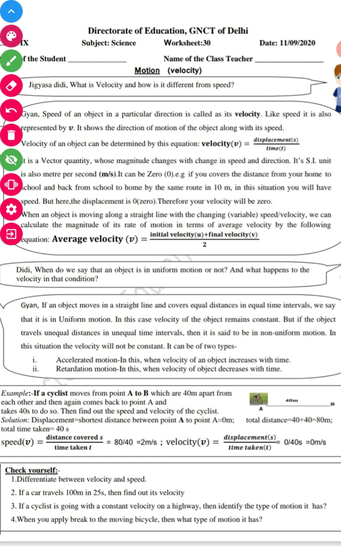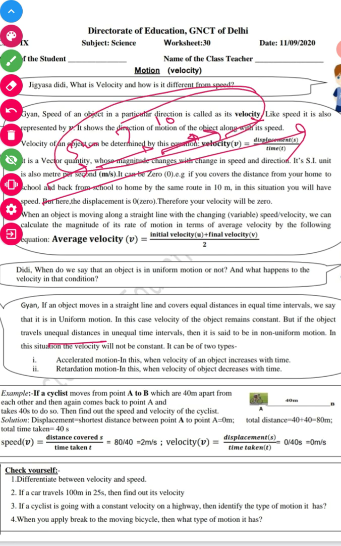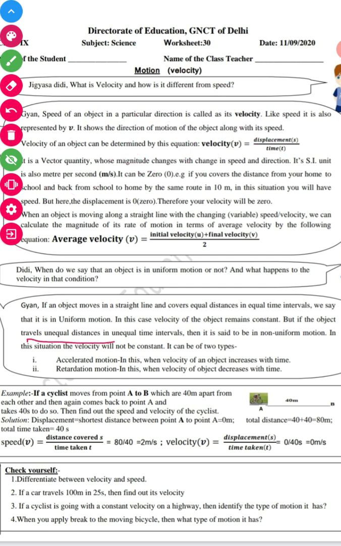But if the object travels unequal distance, say here we have 5, next we have 7, next some hindrance is there, and maybe it is increased by 10 or whatever, this is unequal distance. When an object travels unequal distance in unequal interval of time, then it is said to be non-uniform motion. In this situation the velocity will not be constant at all, it will change.